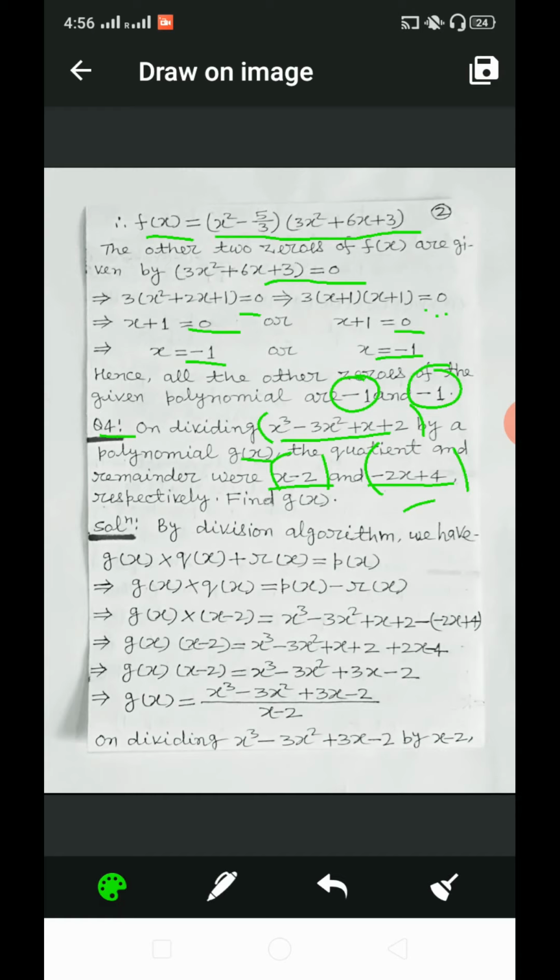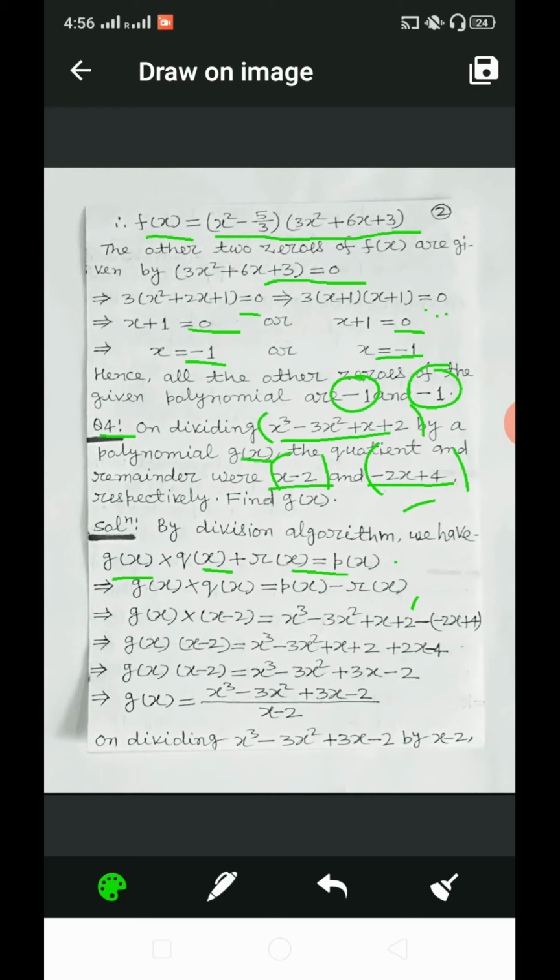So, by division algorithm, we have g(x) into q(x) plus r(x) is equal to p(x), means divisor into quotient plus remainder is equal to dividend, and this implies that g(x) into q(x) equal to p(x) minus r(x). If we transfer r(x) to the right side, we get g(x) into q(x) is equal to p(x) minus r(x).